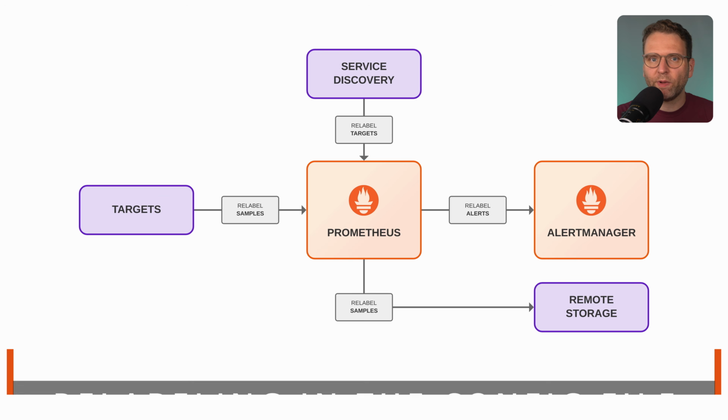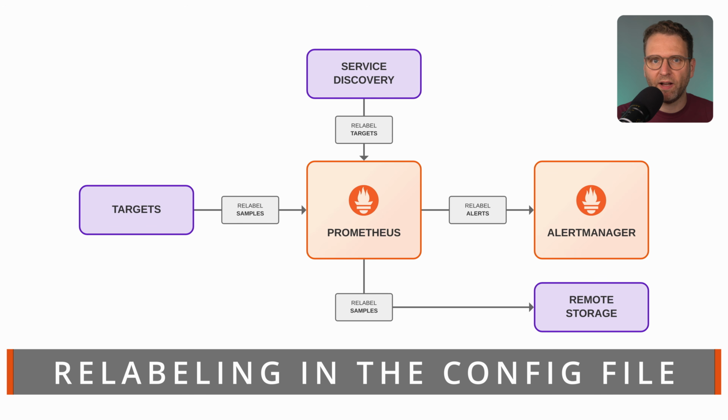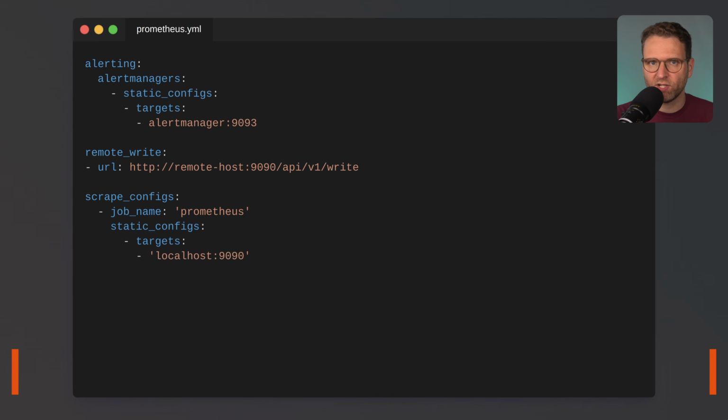Let's have a look at how relabeling fits into the overall config file before we look at it in more detail. Here's a Prometheus configuration that sets up all the flows from the previous diagram in a minimal way. It has a single static scrape config with a single target, and it's also set up to send alerts to an alert manager instance and to forward all its samples to a remote endpoint.